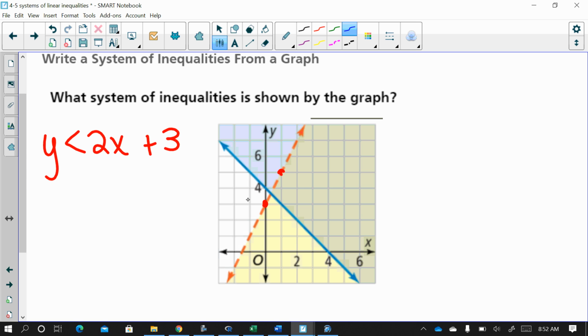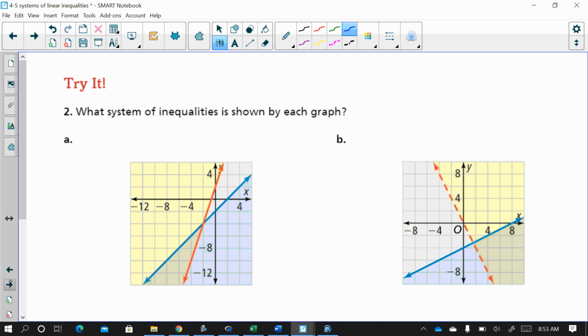Okay, the next one is the blue, so I'm going to find some nice points. So my y-intercept is 4. And it looks like my slope, I just go down 1, right 1, excuse me. So my slope is just -1. Okay, now we have to decide, am I greater than or less than? Well, I'm shaded above, so I'm greater than. And since it's a solid line, it's going to be equal to. So there is your solution.